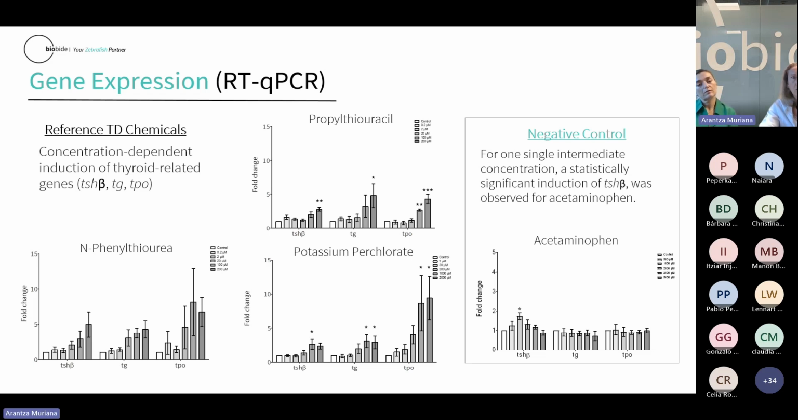For the negative control, the acetaminophen, for TG and TPO, we didn't observe any change in the gene expression. However, for TSH beta, we observed a slight increase in only 1 concentration by the RT-qPCR. But we will say that this is not a dose response, and the other 2 genes did not modify their expression. So we classify it as our negative control.